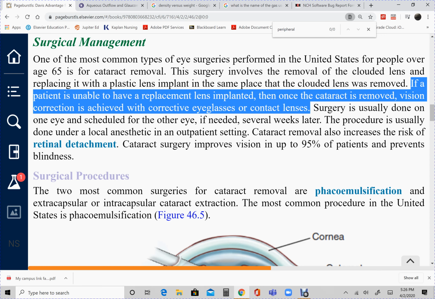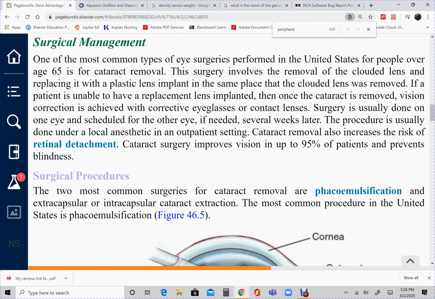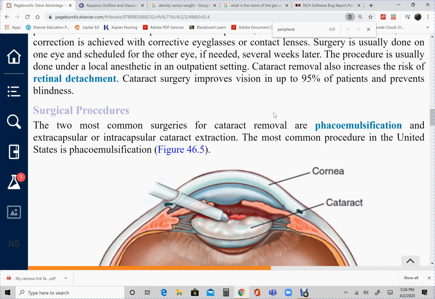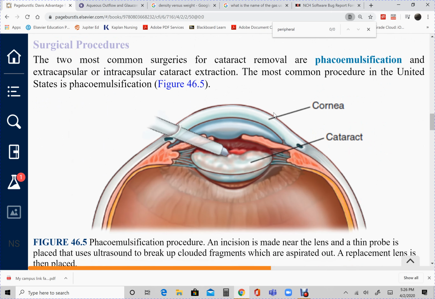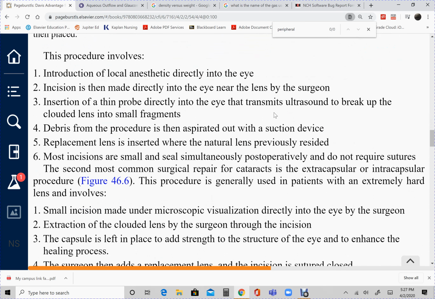However, if they can't have that, the patient will have to be given corrective eyeglasses or contact lenses, because if there is no lens implant, you have no lens. It's pretty successful. Again, the questions won't be about the surgical procedure, but rather what your responsibilities are and what you teach the patient to do, especially after surgery.